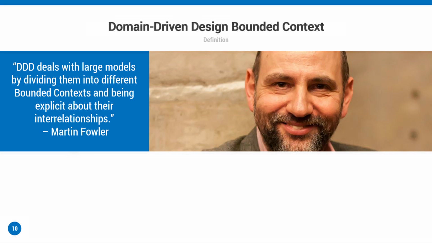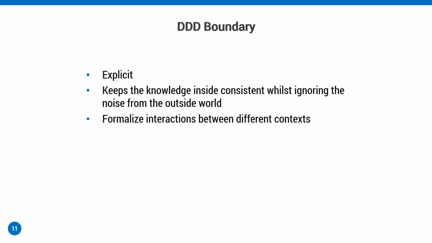So from the perspective of domain-driven design, a boundary, again, is explicit. It keeps the knowledge inside consistent, and it separates all that noise that's going on in the outside world. And it allows us to formalize the interaction between these bounded contexts. So think about an explicit boundary. Like how do we do this in software? I'm a .NET developer, so I create projects and solutions, right?